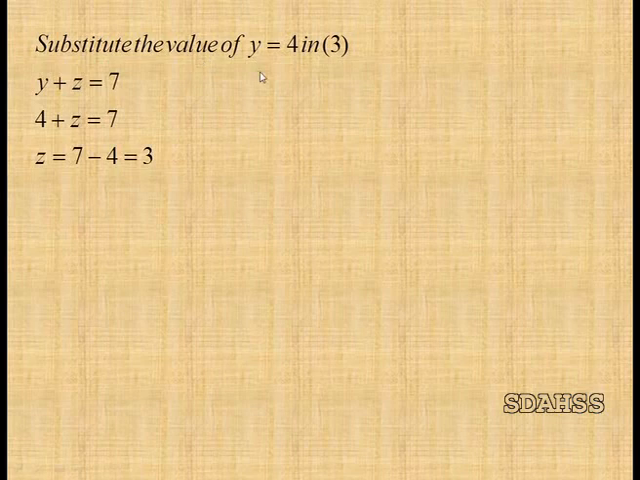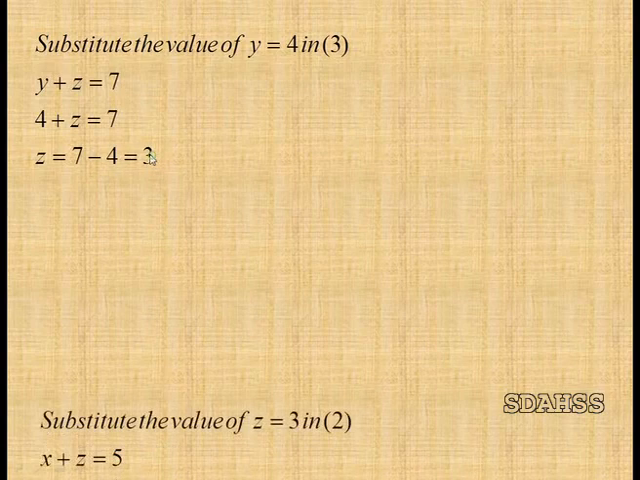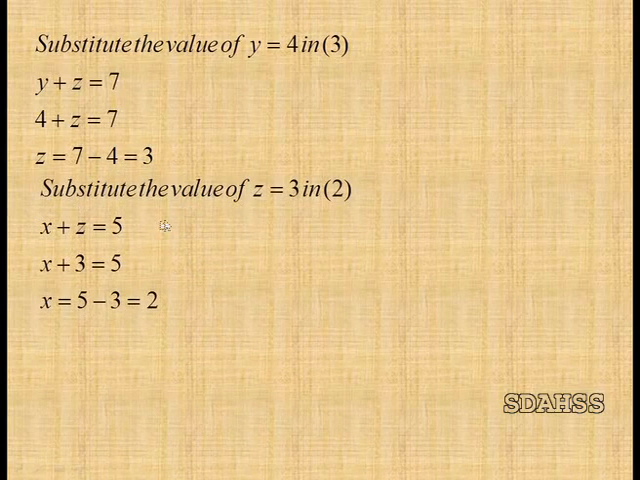Substitute y is equal to 4 in the third equation. The third equation is y plus z equal to 7. So in the place of y substitute 4. So you have 4 plus z equal to 7. Then z is equal to 7. You bring that 4 to the other side, it becomes negative. So you have 7 minus 4 equal to 3.